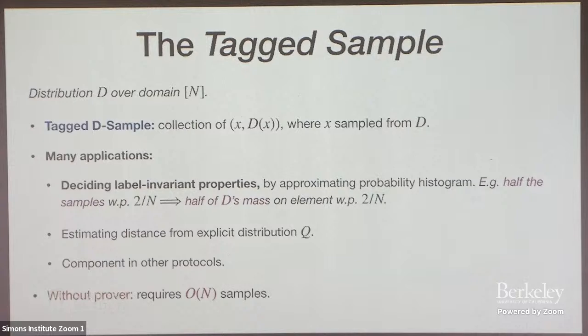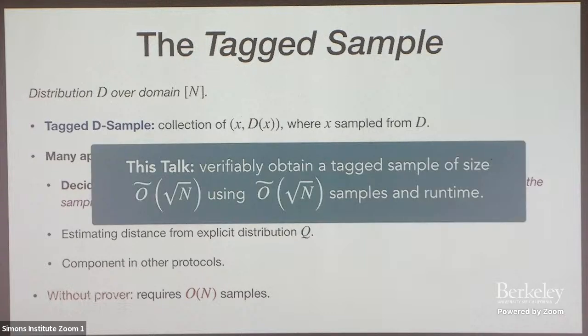Unfortunately, if we don't have access to a prover, if we just do it by ourselves with sample access to a distribution, it will be hard to compute this object, right? It will require us almost linearly many samples in the domain size, as we've previously mentioned. So in this talk, I'm going to show you how we can verifiably obtain a tagged sample of roughly a square root of n size using square root of n samples and runtime from the verifier. And this would be like the building stone that we use in other protocols.